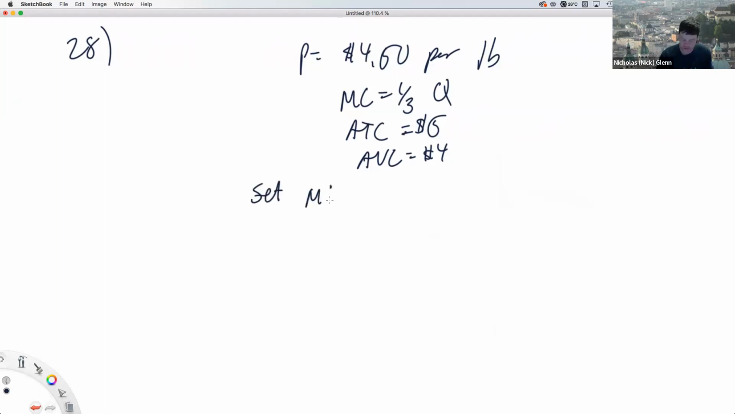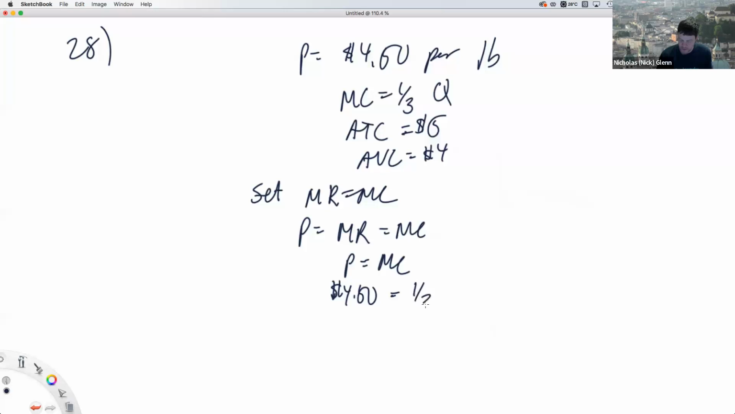So we want to set marginal revenue equals marginal cost, because we know that's when firms maximize profits. And we're in a perfectly competitive market here, so we know price will be equal to marginal revenue. So we just set price equals the marginal cost. Our price is $4.50. Marginal cost is 1/3 Q. Multiply both sides by 3. And our quantity here is going to be 13.50. This is the quantity that maximizes profits here.